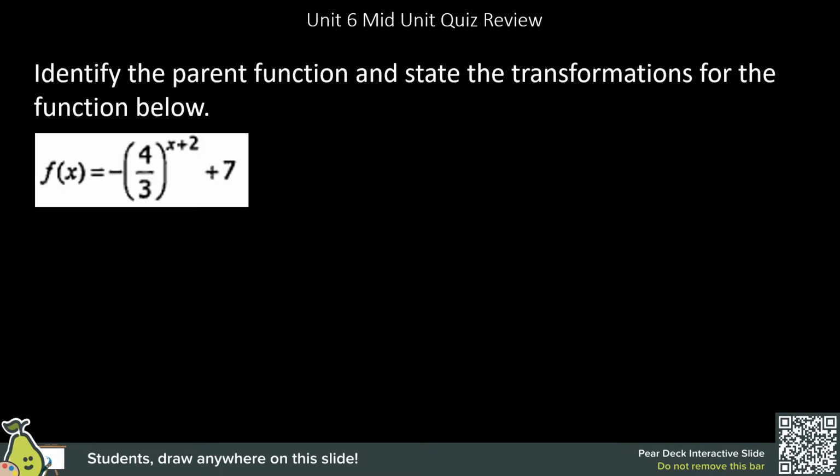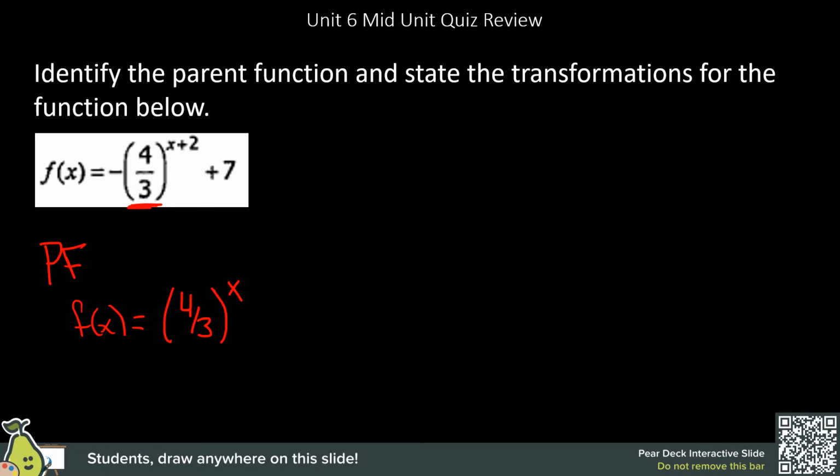This one is saying, identify the parent function and state the transformations for the function below. So we've done these. These are exponential functions, and we know that our parent function, we'll call that our PF, is going to end up being f(x) equals our base value. Remember, our base value is the value that has the exponent. So we would have (4/3) to the power of x. And that's it.